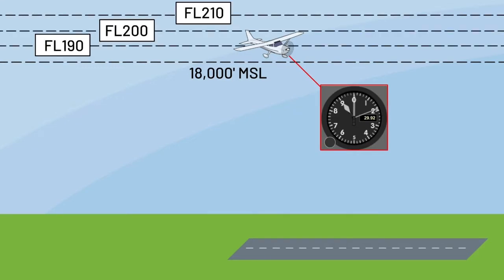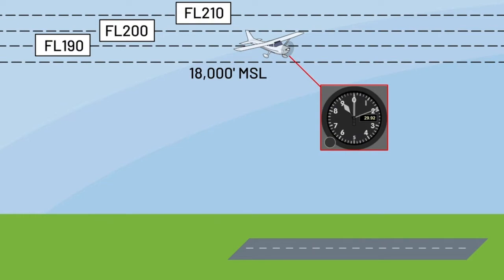These altitudes above 18,000 feet MSL are what we call flight levels. Flight levels are levels of altitude at or above 18,000 feet MSL that are abbreviated as FL followed by three numbers, where the three numbers is the pressure altitude in hundreds of feet MSL. For example, FL220 would refer to the pressure altitude of 22,000 feet MSL.